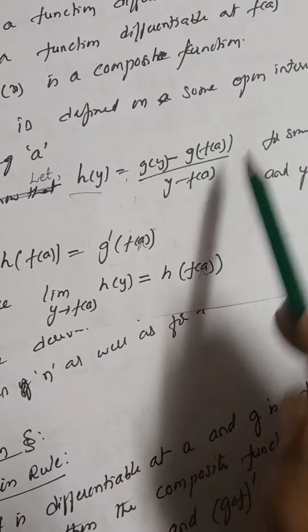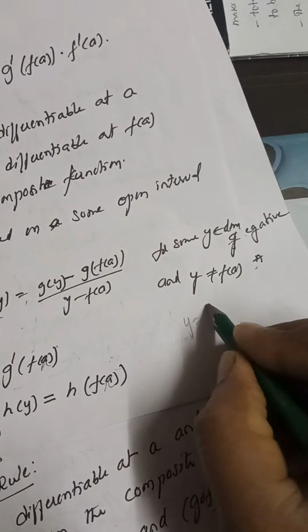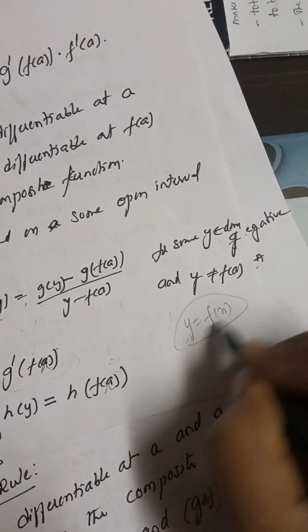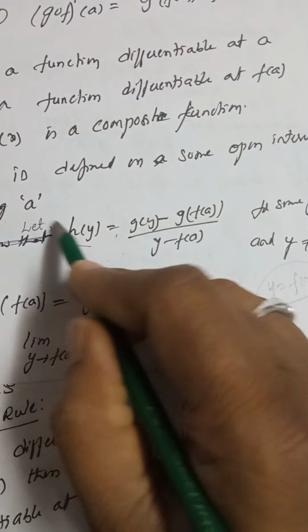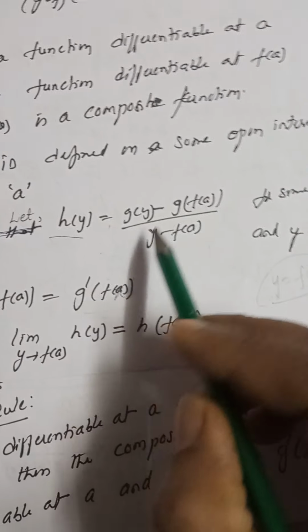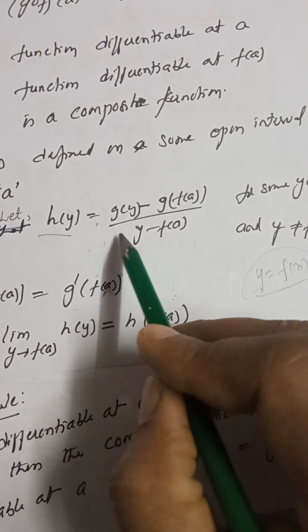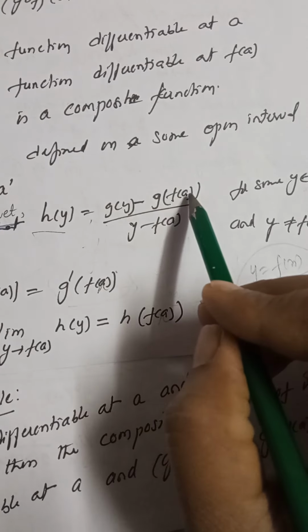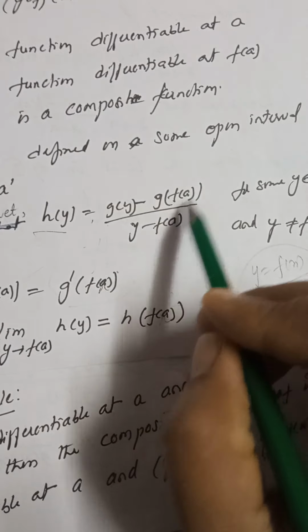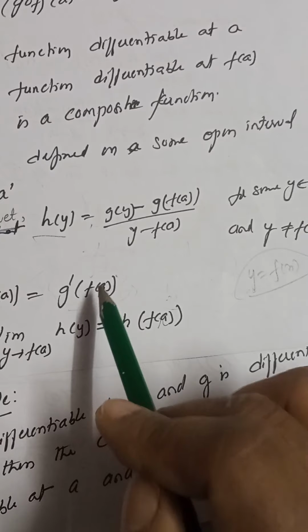If you apply the limit, where we assume that y is equal to f of x, right? Then if you apply the limit as y tends to a, this means limit y tends to a, g of y minus g of f of a by y minus f of a can be written as g dash of f of a, right?